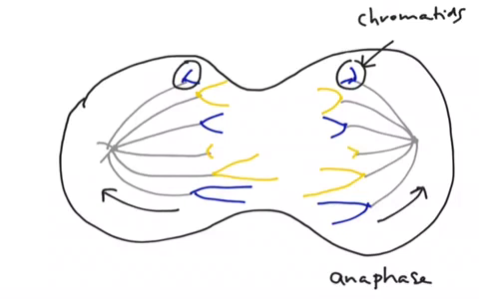While this is happening, the cytoplasm starts to divide along with all the other organelles in the cell, like the mitochondria, ribosomes, etc. Finally, the full cell pinches in, so this will eventually divide, forming two new daughter cells in telophase.